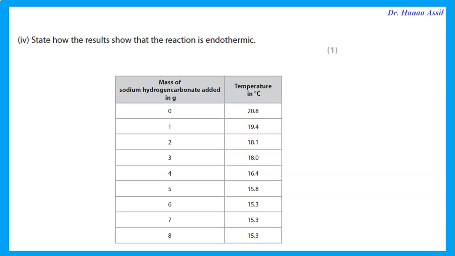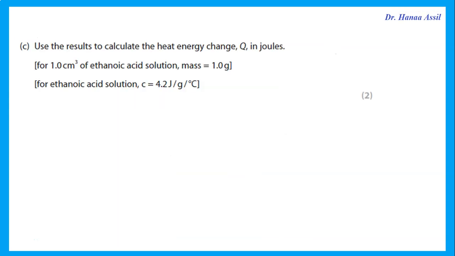State how the results show that the reaction is endothermic. We said, what is happening to the temperature? The temperature decreases. When the temperature decreases, that means the reaction is endothermic and that the reaction takes in heat from the surroundings. Then the question says, use the results to calculate the heat energy change Q in joules.